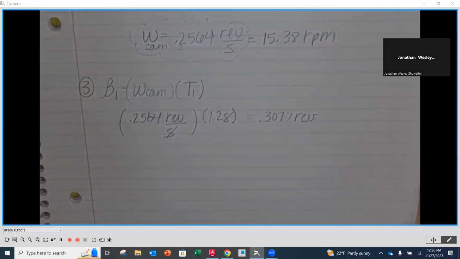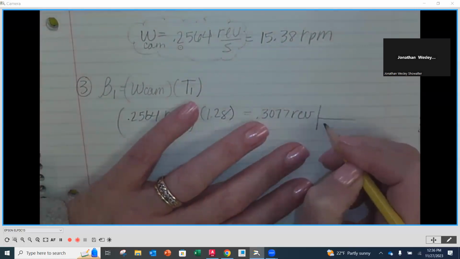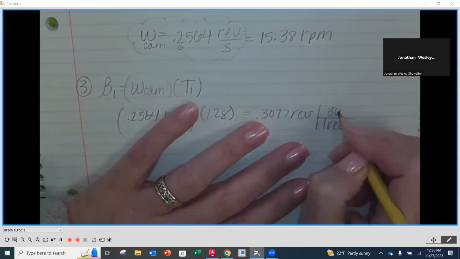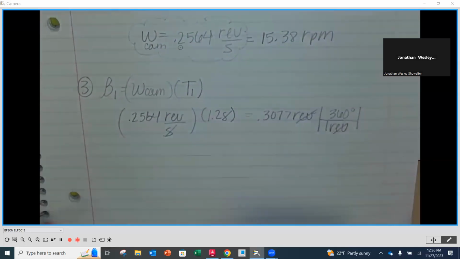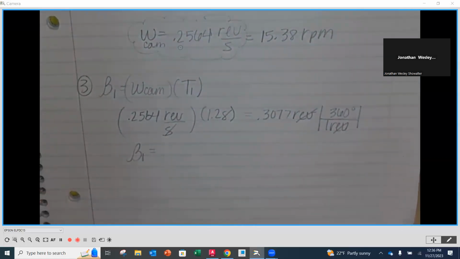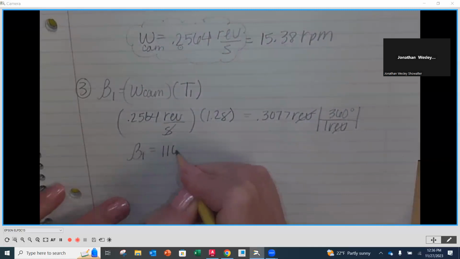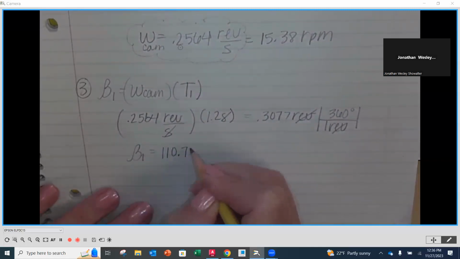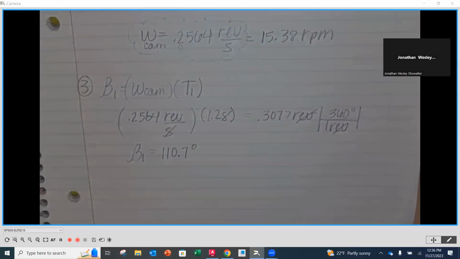So it's about a third of a revolution that we're taking up with that first motion. But if I want to actually plot it on my displacement diagram, I need to know how many degrees that takes up. So to do that, I would do a conversion of 1 revolution, 360 degrees. Revolutions will cancel out, and my beta 1 will be equal to 110.7 degrees. And you would do that then for each one of them.